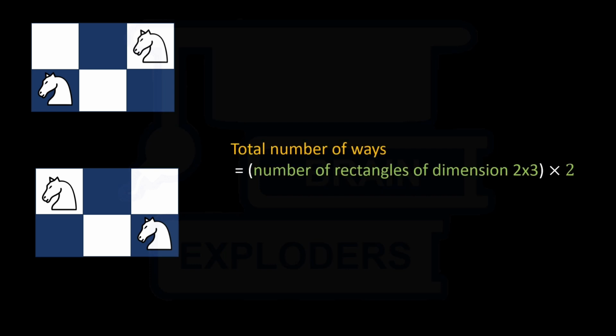Okay, so what we have to do now is count the number of rectangles of dimension 2 cross 3, and then multiply it by 2. Why? Because there are two possibilities in each rectangle of dimension 2 cross 3, to find the total number of ways in which this condition of attacking each other can be satisfied. Okay, so let us see what we can do to count the number of rectangles of dimension 2 cross 3.